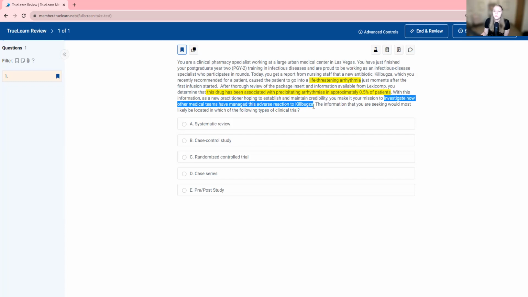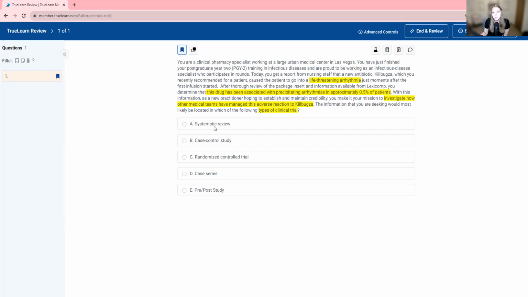And with the information, what you're trying to do is investigate how other medical teams have managed this adverse reaction. So what information you need is going to be located in what type of clinical trial? That is the question you're really answering, the type of clinical trial that you're going to find the information you're looking for, which is how to manage the adverse effect.